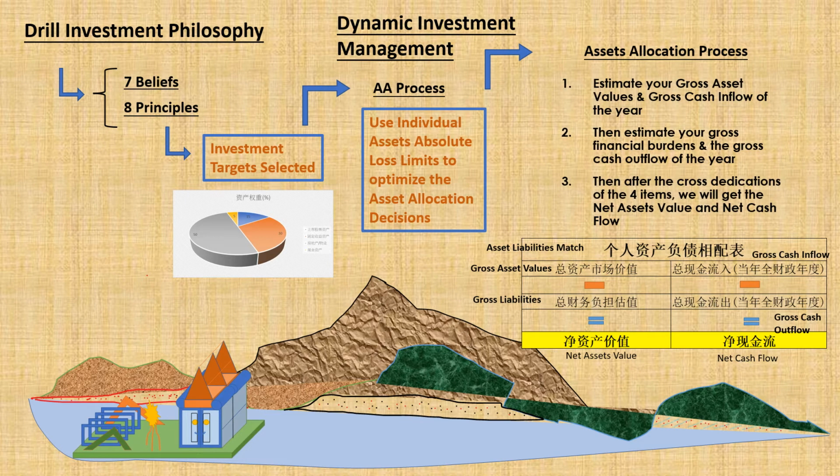Getting into the details, you should list out your gross asset values and gross cash inflow of the year. Then compare with your gross financial burden and the gross cash outflow of the year. After these cross deductions, we will get the net asset value and net cash flow.